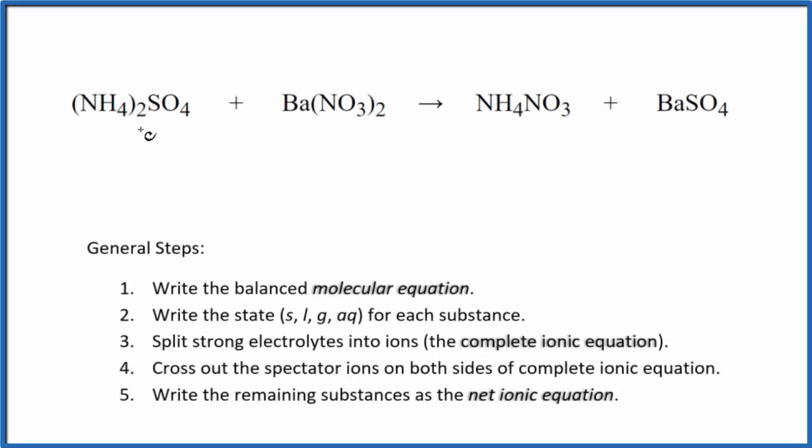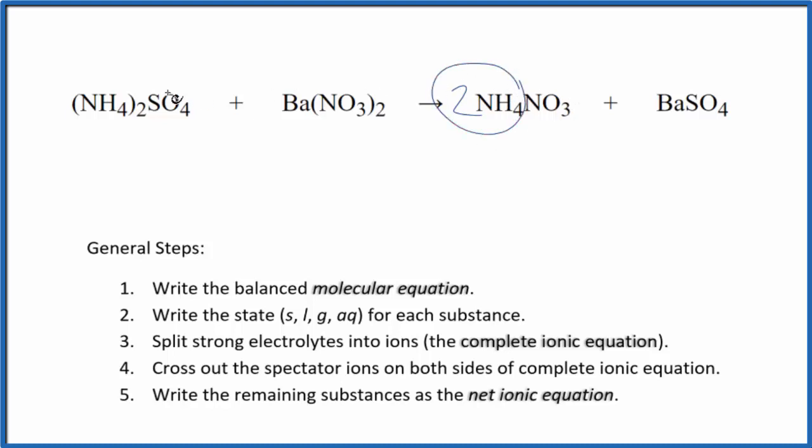In this video, we'll write the balanced net ionic equation for ammonium sulfate plus barium nitrate. To do that, we first have to balance the molecular equation. I can see that I have two nitrates here and only one over here. So I'm going to put a 2 in front of the ammonium nitrate. That works well because I have two nitrates now, they're balanced.